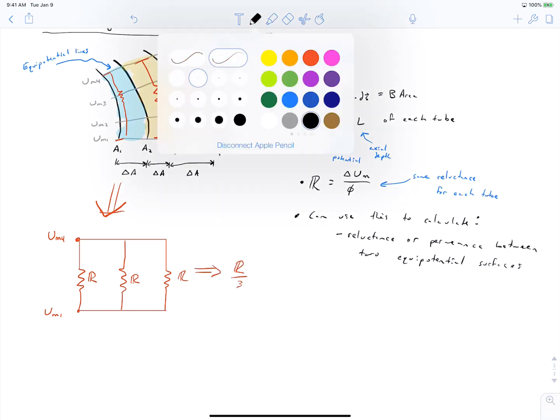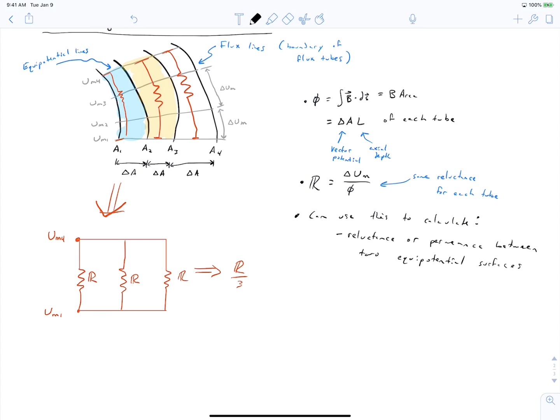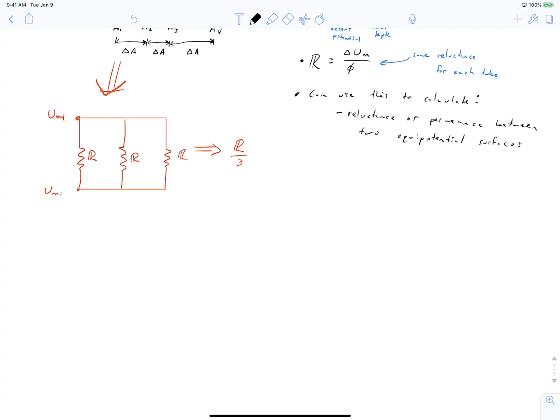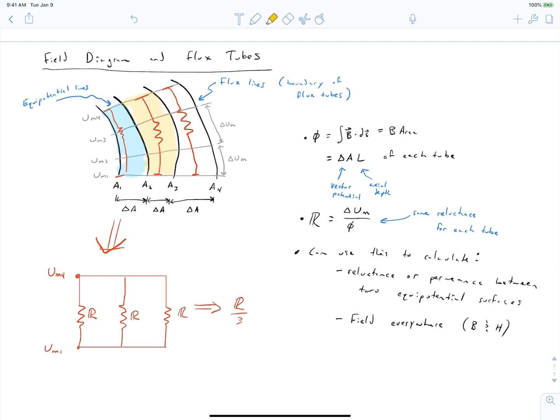So we can calculate the reluctances between two equipotential surfaces, and then we can calculate the total flux that takes each of those flux tubes, and we can use that total flux to calculate the magnetic field everywhere to approximate it. Because remember, magnetic field, or flux density, is just flux divided by area. So that built up how we can use field diagrams to calculate reluctances and fields when we're given a field diagram handed to us. That is, I told you what this diagram looks like, and now you have the tools to take that diagram that's been given to you and calculate reluctances and fields.